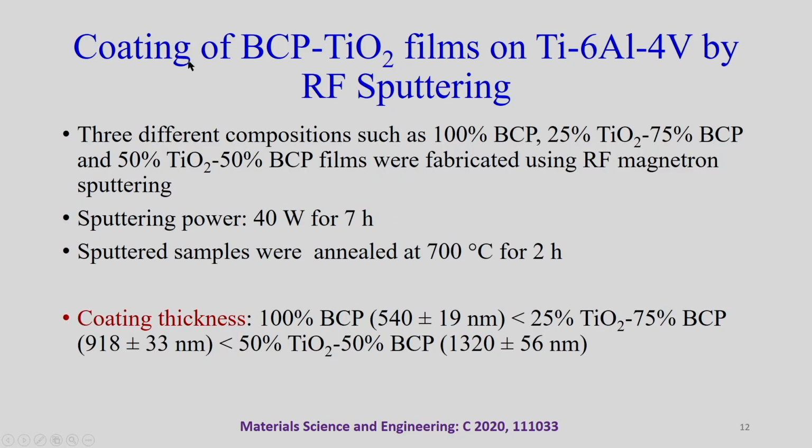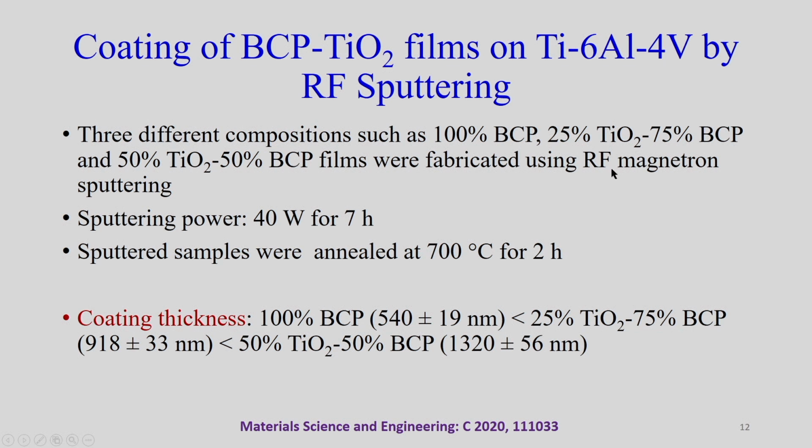Now, the next method we have tried, let us coat the biphasic calcium phosphate and titania on a titanium substrate, again using RF sputtering, because in the last one we coated the calcium phosphate and titania mixture using sputtering. Now, here we are coating a mixture of calcium phosphate and titania using RF sputtering. So, three different compositions such as 100% BCP, 25% TiO2, 75% BCP and 50% TiO2, 50% BCP films were fabricated.